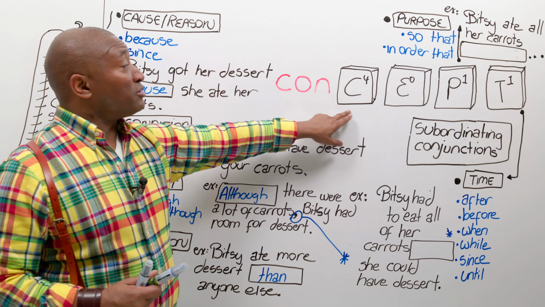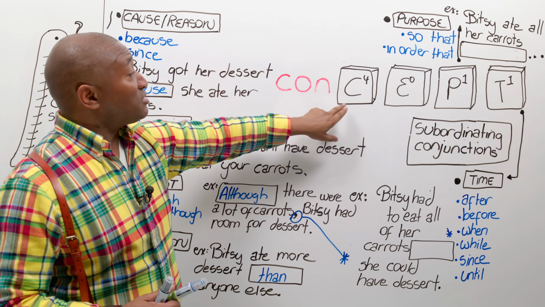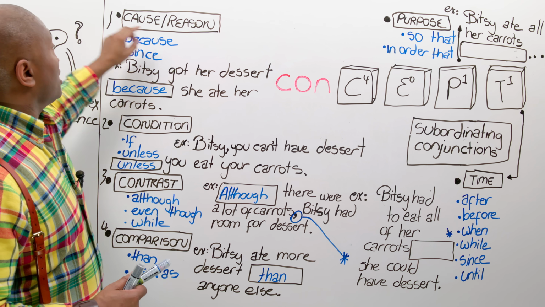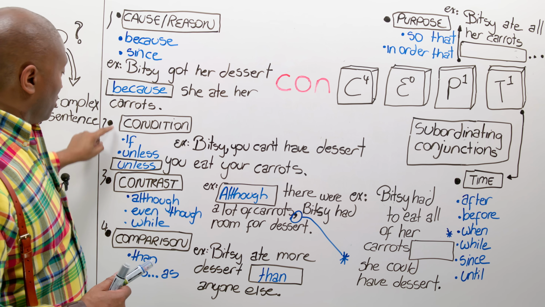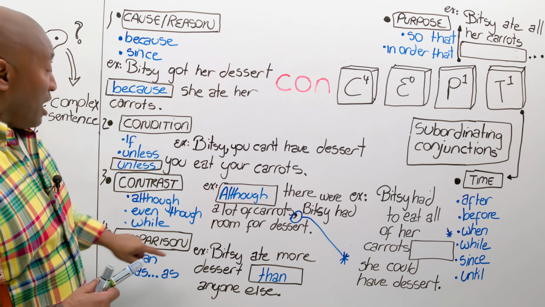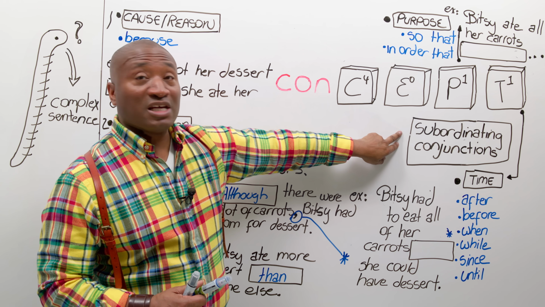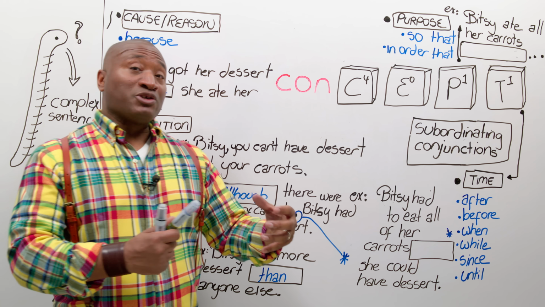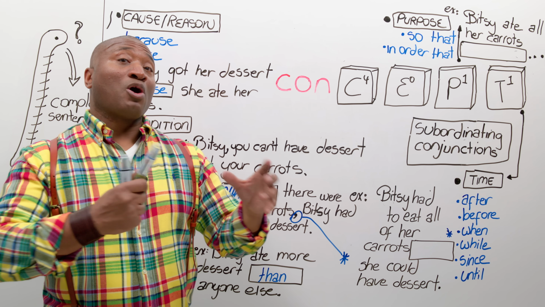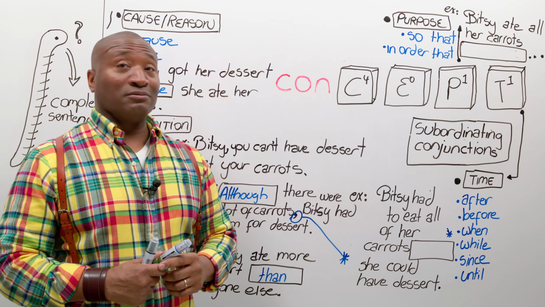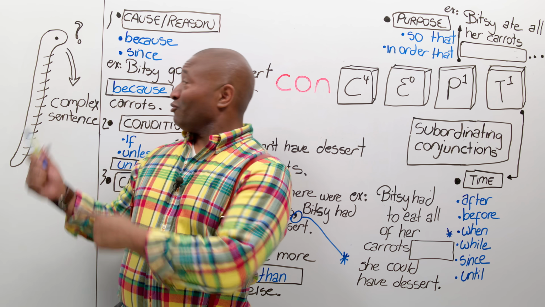And this is our C4. So when we look at C4 of concept, it is for cause, condition, contrast, and comparison. And when you see these words, you will know that you are looking at subordinating conjunctions that are adding information to the basic subject, verb, object sentence. You like that? We got more in this concept from E.